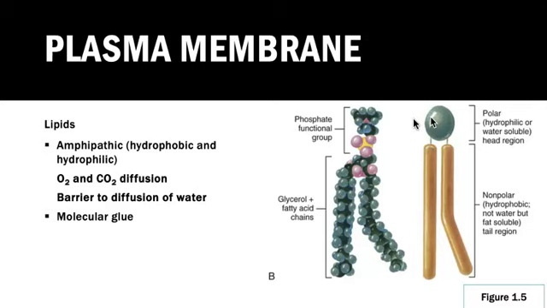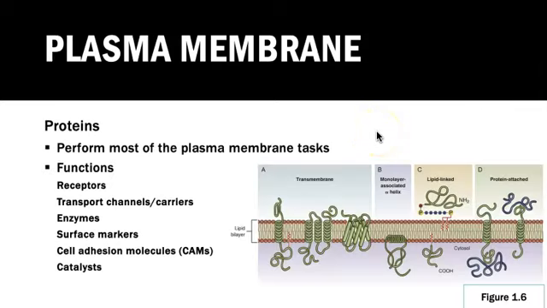And our lipids, along with protein assemblies, are going to act as molecular glue for the structural integrity of our membrane. Now let's talk about the proteins associated with our plasma membrane. They're going to perform most of the tasks here. We've got lots of functions that they assist with. So let's start off with their function as receptors. They are going to bind to specific molecules that initiate a cellular response.